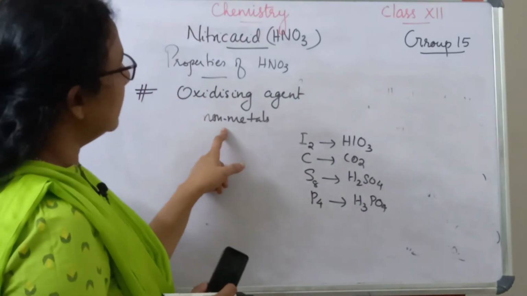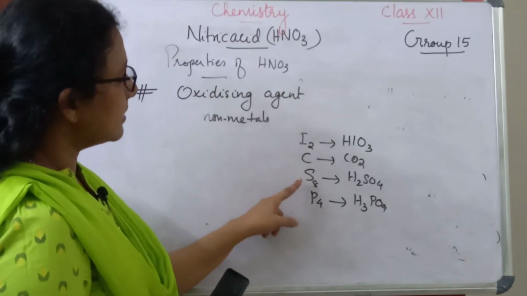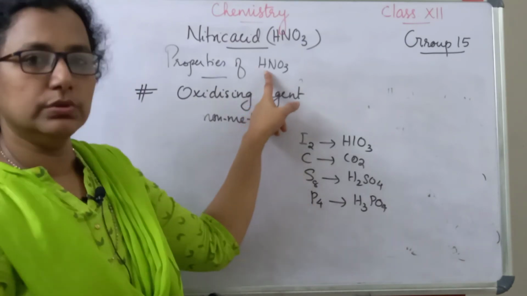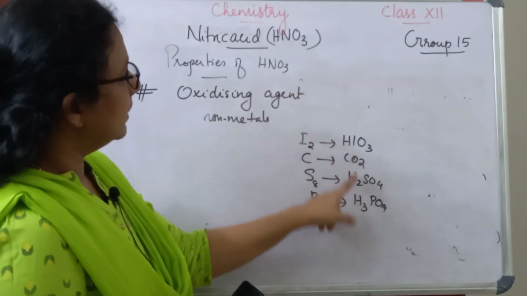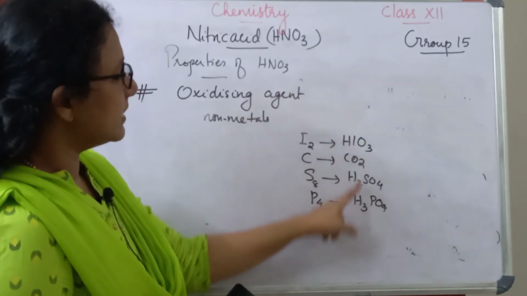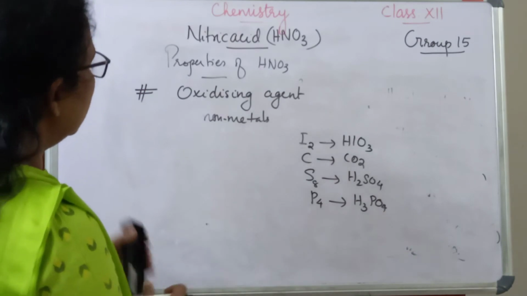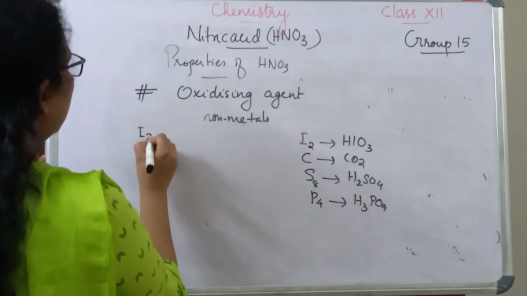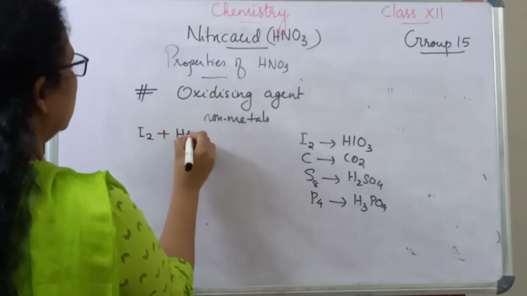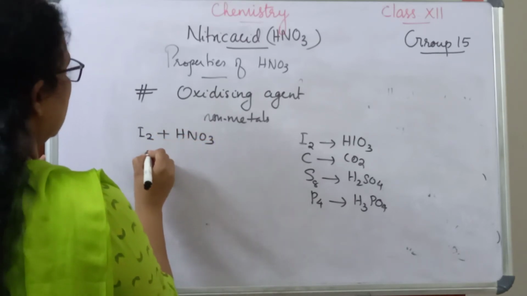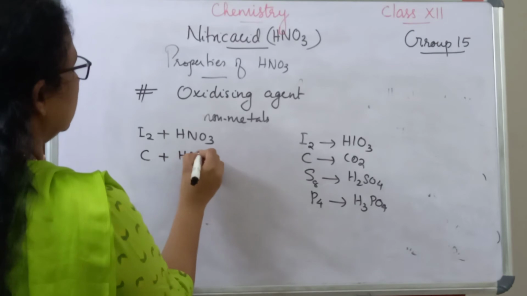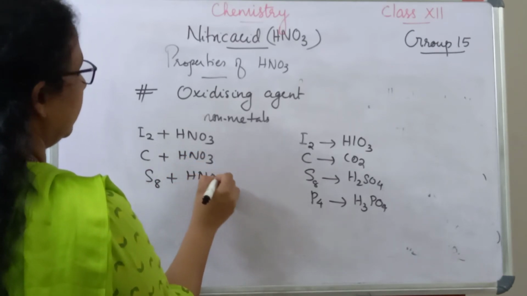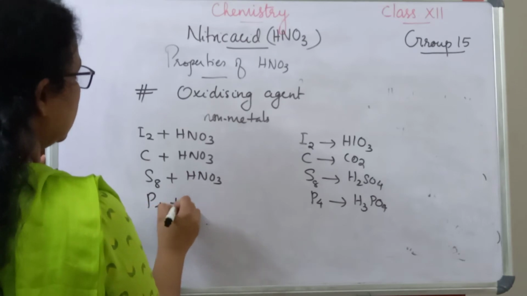So some non-metals like iodine, carbon, sulfur, phosphorus, etc. react with HNO3 and produce these types of compounds. So these are the main products. Let us see the equations. Iodine plus HNO3, carbon plus HNO3, S8 plus HNO3, P4 plus HNO3.